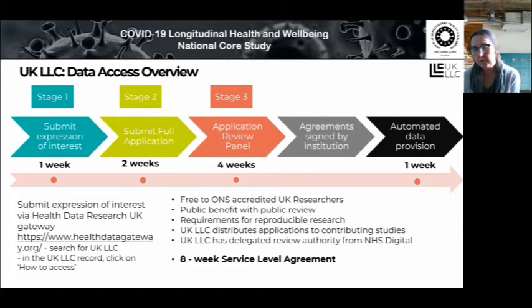The application is then reviewed by a panel which has some public representation on it. Once approved, data access agreements need to be agreed to and signed, with one needing your institutional signature. And before being given access, you need to be an ONS accredited researcher, which involves completion of a safe researcher training course, which is the same course that Danielle mentioned previously for the UKDS.